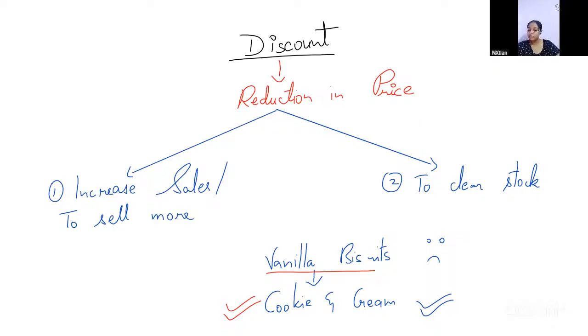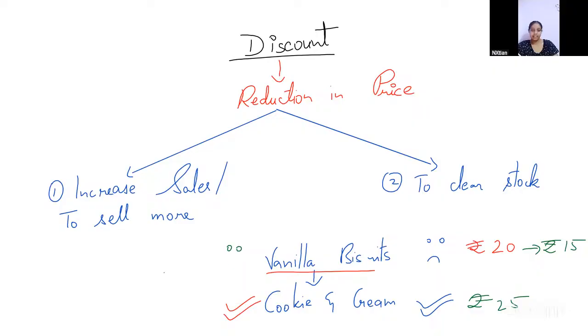So what the company does is this: the vanilla biscuits were rupees 20 before. The company reduced the price to rupees 15, and cookie and cream was rupees 25. Because people were not buying vanilla biscuits, they reduced the price to 15 rupees. They say, we are giving you 5 rupees discount on vanilla. Now what will people do? People will buy vanilla biscuits.